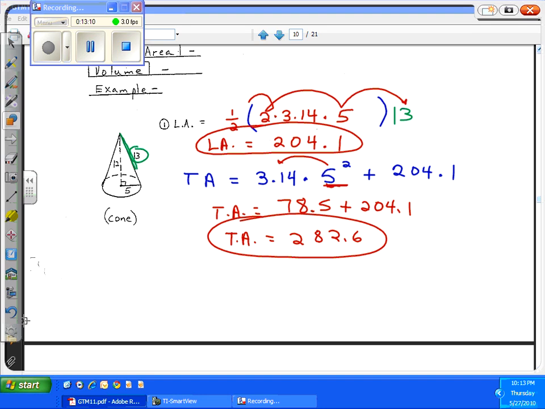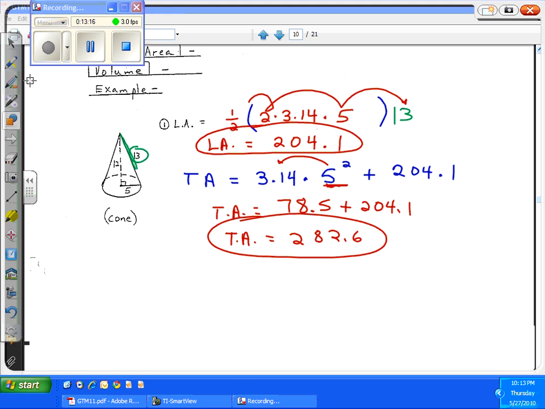Volume. Volume is 1/3 of what it would have been had it been a prism. So it's 1/3 of the area of the bottom. The bottom is a circle, which is pi times the radius, 5 squared, times the height of the prism. Because it's like we're filling it up, and we fill it straight up, see? We're going area of bottom times height of prism, 12.